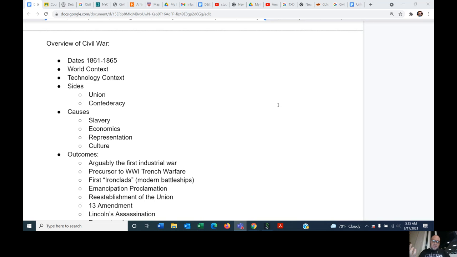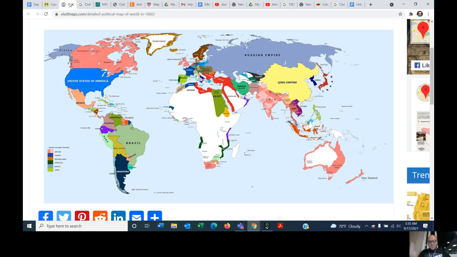So when we look at the world context of this, here's a map of the world in 1861. The United States looks all United States-y, but the truth is that there were a lot of territories in the middle that weren't really states yet. But you can see all the pink. This is a time period called the Victorian Age. Queen Victoria was ruling in the United Kingdom, and everything that's pink was owned by England.